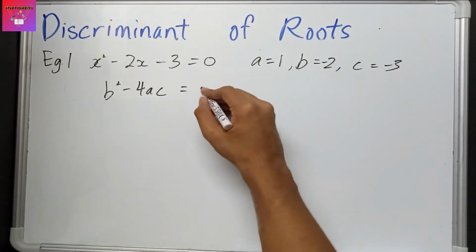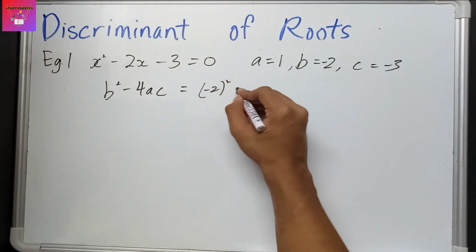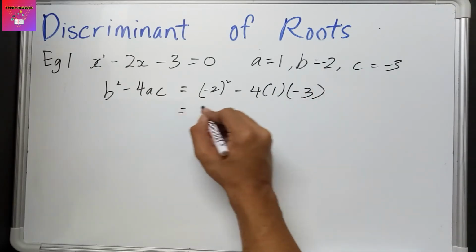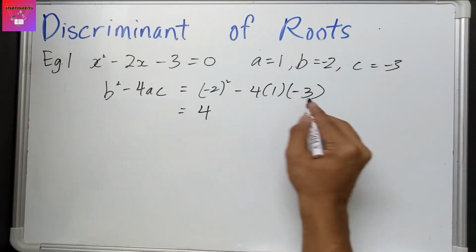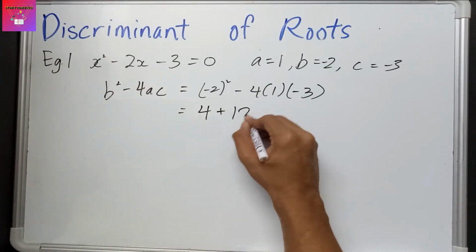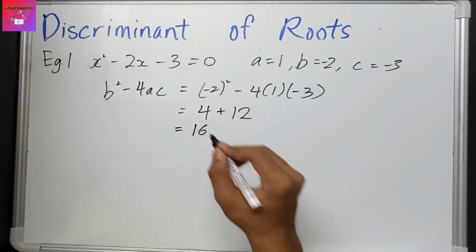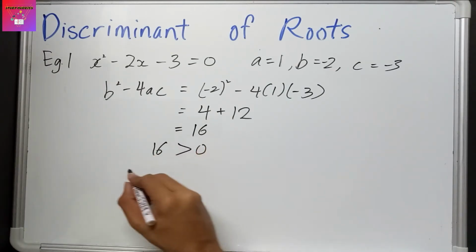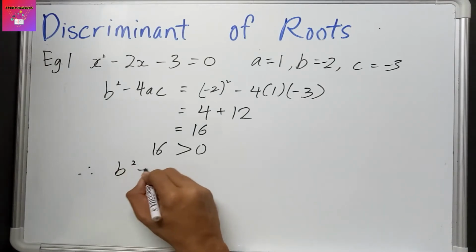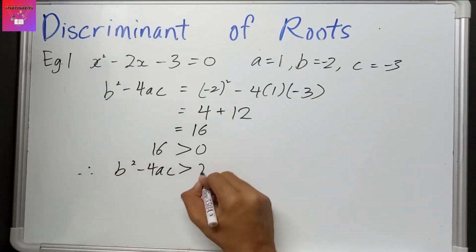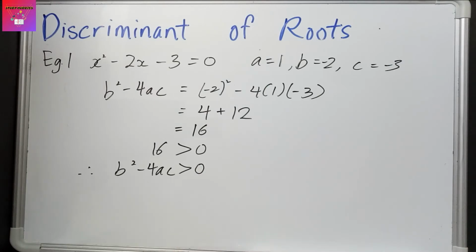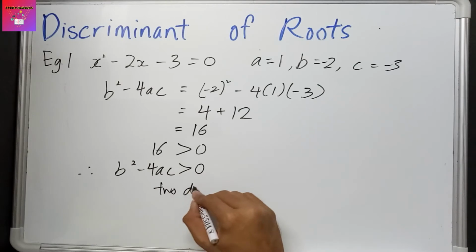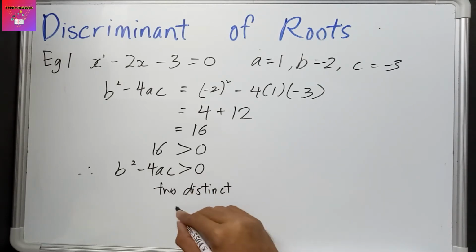So let's begin. b is -2 squared minus 4 times 1 times -3. So -2 squared, you're going to get 4. -4 times -3, you're going to get +12, which brings an answer of 16. So 16 is greater than 0, thus b square minus 4ac is going to be greater than 0. So in this case, this means that this is going to give two distinct roots.